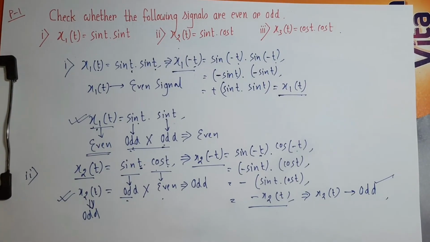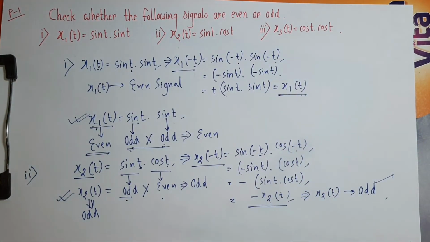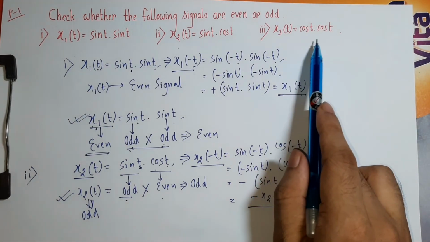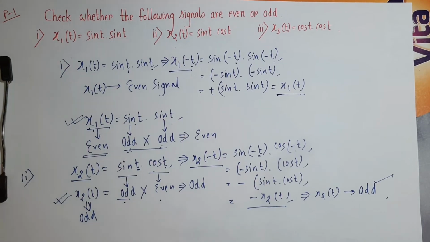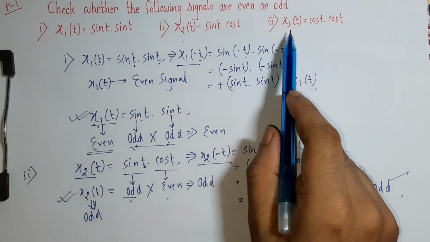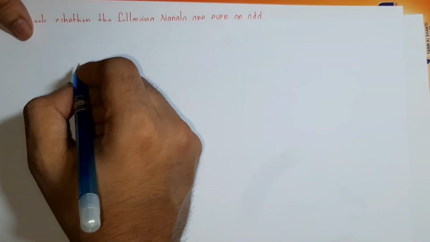Now let us come to the third problem. The third problem is x3t is equal to cosine t multiplied by cosine t. Let me take a new page to solve. I don't have enough space in this page. So the problem is x3t is cosine t into cosine t, right? Okay. So let us solve.